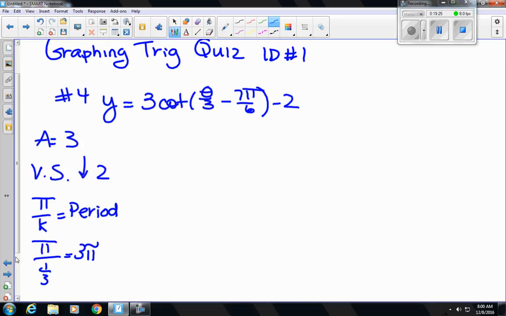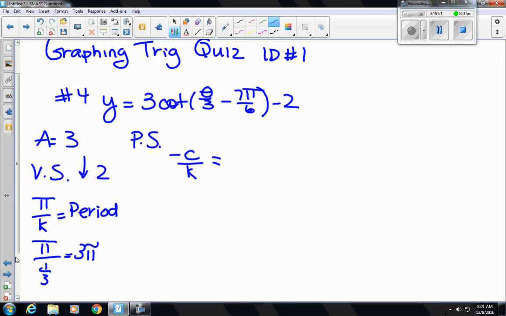What else do we need to know to graph this thing? I need to know the phase shift. Right away, I can tell you the direction of the phase shift. It moves to the right, a positive direction, because inside the argument's negative. So what's the formula for phase shift? It's negative C over K, or B. We've been using B instead of K, but a lot of you learned it that way. Same thing.